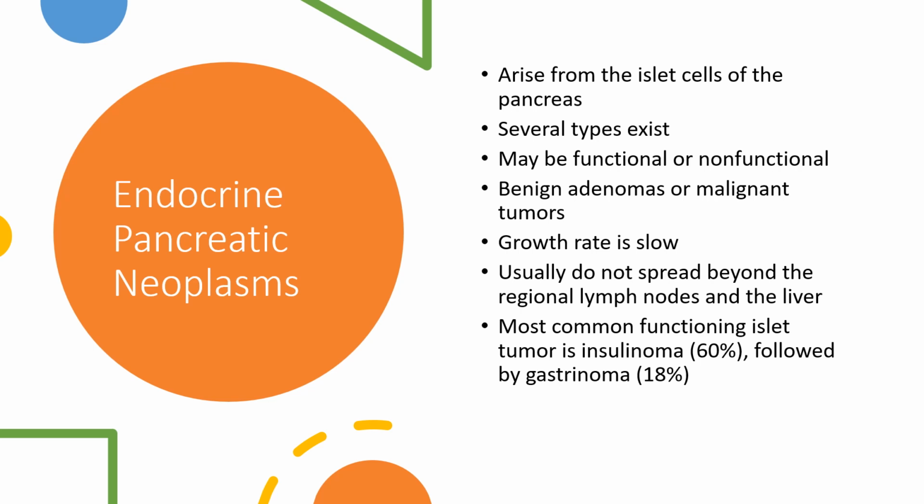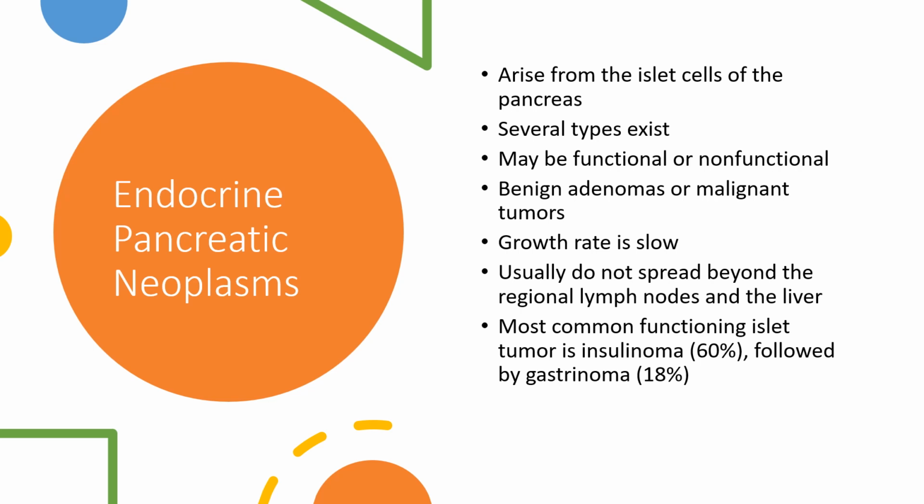The growth rate is going to be very slow on these, and they usually do not spread beyond the regional lymph nodes and the liver. The most common one is going to be your insulinoma. It's a functioning islet cell tumor, and what we see with these patients is they're typically somewhere between their 4th and 6th decades of life. They're going to have hypoglycemic symptoms, and they'll get immediate relief of the symptoms after the administration of IV glucose.